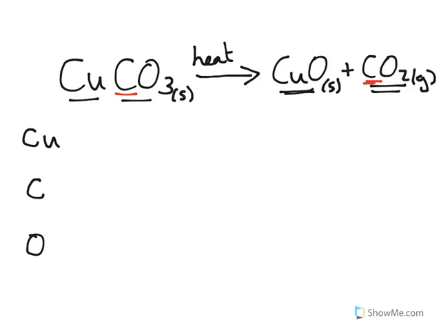so I'll finish off by balancing the oxygen. If we look at the number of copper atoms on the left, we have 1, and on the right also 1. If we look at carbon, we have 1 on the left and we have 1 on the right.